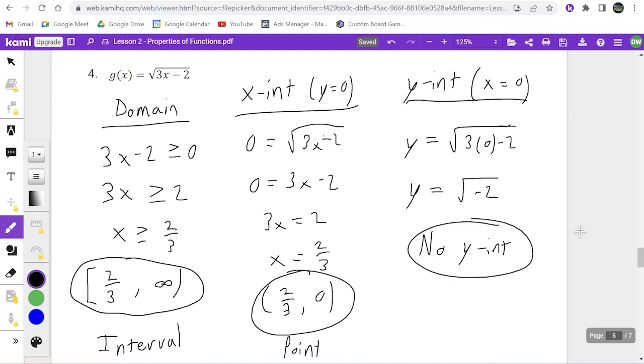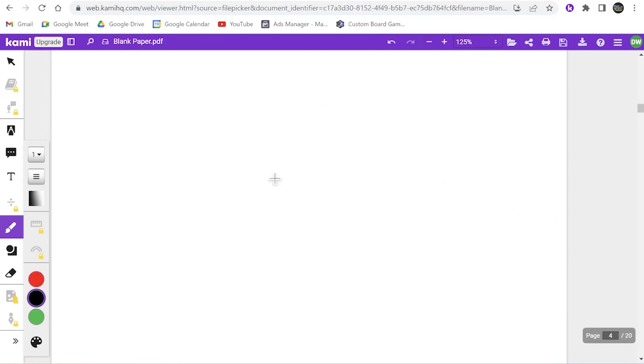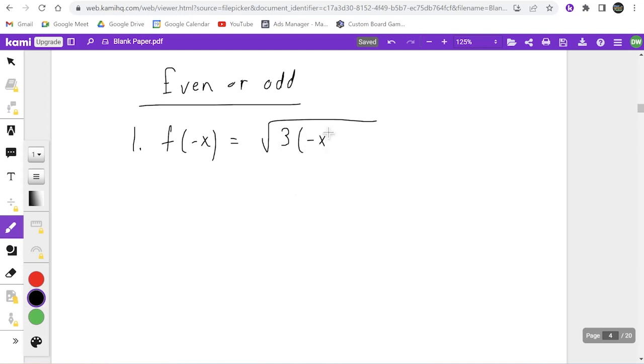And by the way, you may be wondering, how does this make sense? It will make sense when we get to the graph. But before we get to the graph, we've got to find out if it's even or odd. Here's how we do it. Again, two-step process. First step, what's f of negative x? That means replacing every x with a negative x, which means we have the square root of 3 times negative x minus 2. This simplifies to the square root of negative 3x minus 2, which is obviously not equal to the original square root of 3x minus 2. So in other words, it's not even.